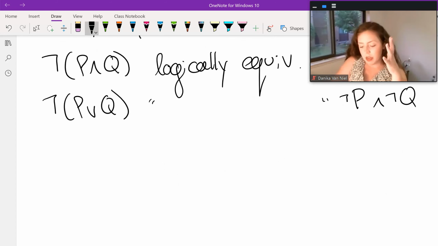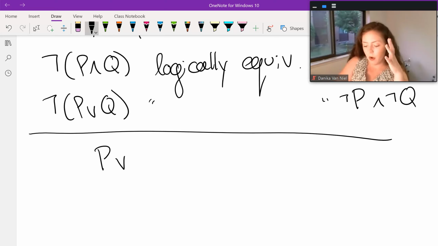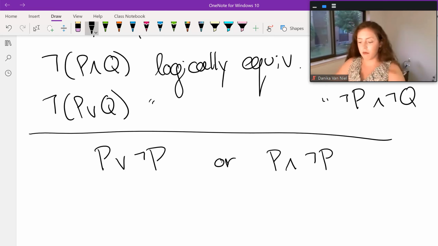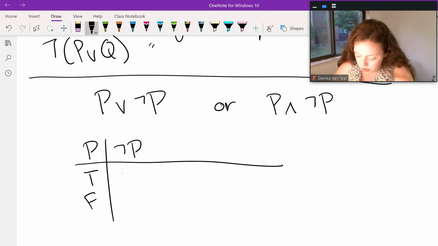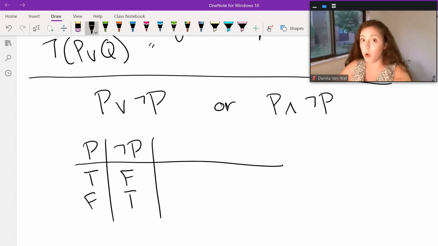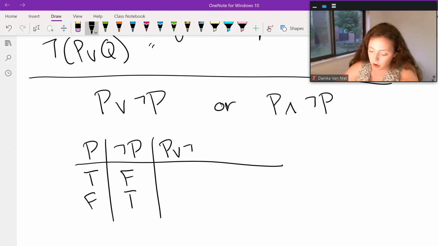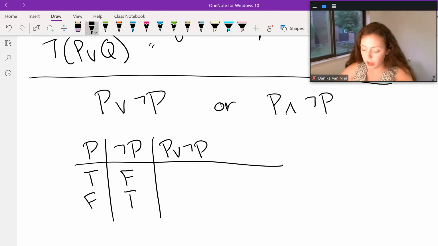How about things like P or not P? Or P and not P? What do we get here? So who are the players that we need? Well, we only need P and not P. True, false, false, true. Because we don't have Q, so I don't need more pairs. So if I talk about P or not P, well, I just need P or not P to be true. Wait, that's what it's going to be all the time, right? Because if one's true, the other one's false, and if one's false, the other one's true.